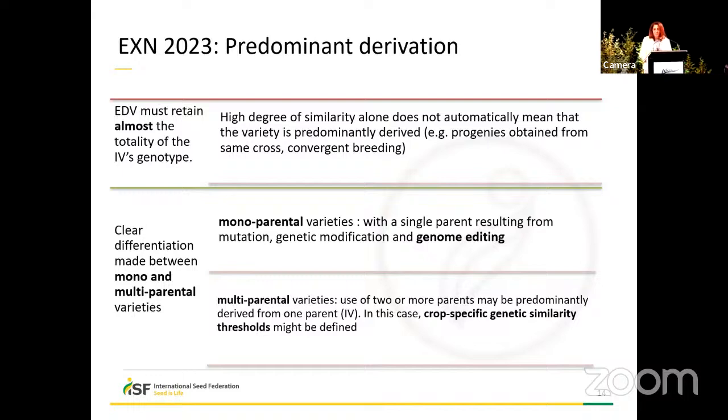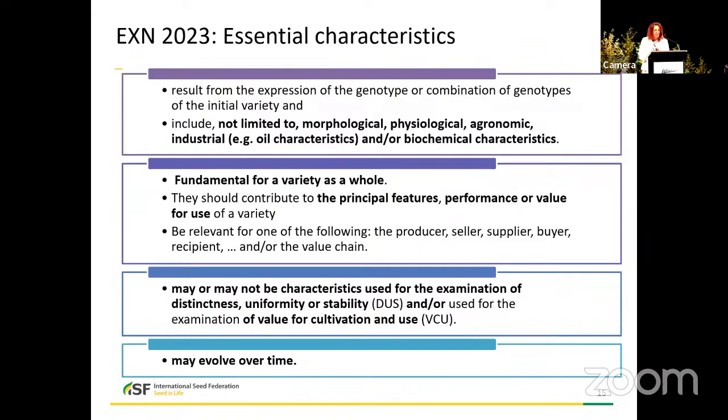So in terms of essential characteristics, what again should be mentioned is that it has changed really. It gave a better explanation and definition to this. It's fundamental for the variety as a whole. That's an important statement. The second one, it should contribute to principal features, performance or value of use. As you know, now with genome editing and the issue with climate change and consumer benefit, we need to use that technology in this sense. And this is also mentioned in the guidance.